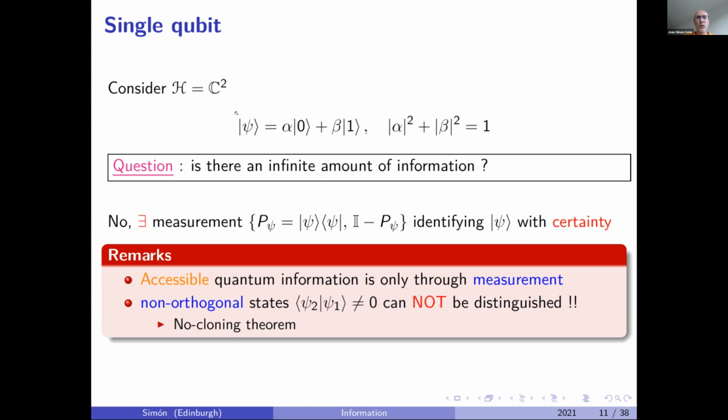And the observation is that even though this state depends on these parameters alpha and beta, the truth is that I can come up with a measurement, which I have just written down here for you. It's a projective measurement that can identify this vector uniquely. So the first remark to keep in mind is that we will try to assign some notion of quantum information through accessible information to the observer through measurements. So I need to perform a measurement. And the other one has to do with the fact, sorry for not proving this, that non-orthogonal states can actually not be distinguished in quantum mechanics. This has to do with the no-cloning theorem. And so it means that whatever notion of quantum information we come up with, there may be subtleties or new consequences.